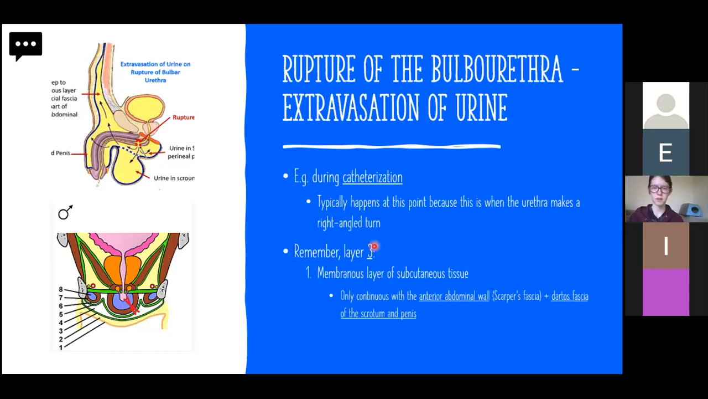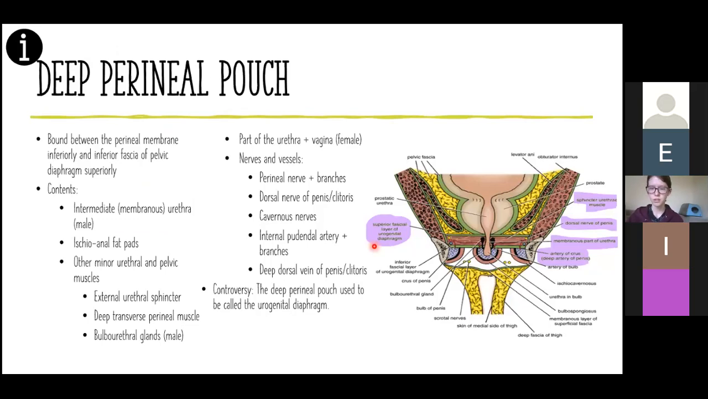This one's just there for your reference, really small, not so important. But maybe just keep track of where that internal pudendal artery and branches are as well.